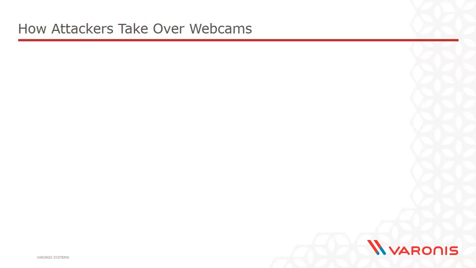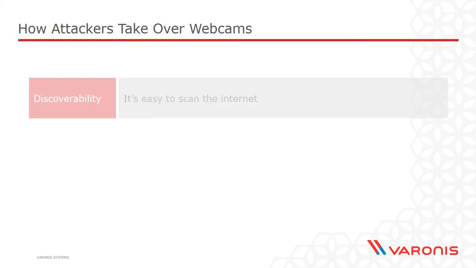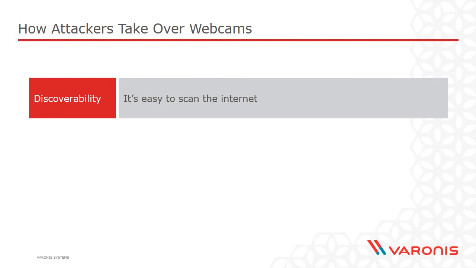There are 3 key steps I want to talk about here, and unfortunately they are pretty trivial, which explains why it does happen with alarming regularity. Now, the first one is discoverability, and this speaks to the fact that it's easy to scan the entire internet for IoT things. Individuals can do it from their own machine, and there are services out there that will do it for them. So, for example, there are services that list all sorts of different IoT connected devices. It's simply an index of what's on the internet.